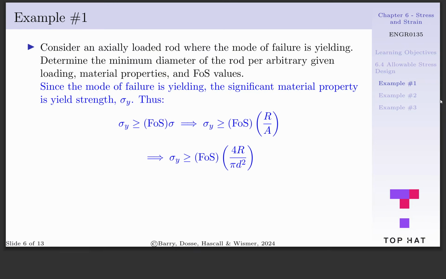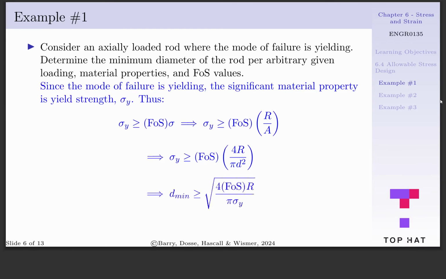We'll then insert the equation for the area of a circle to get sigma y greater than or equal to the factor of safety times 4R per pi d squared. After solving for the diameter, we're left with the minimum diameter must be greater than or equal to the square root of 4 times the factor of safety times the internal reactionary force per pi times the yield strength of the material. Note that as we increase the factor of safety, there will be a nonlinear increase in the minimum diameter. Additionally, as we select a material with a higher yield strength, there will be a nonlinear decrease in the minimum diameter.